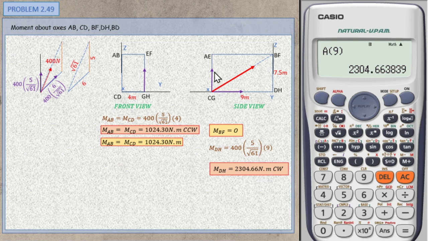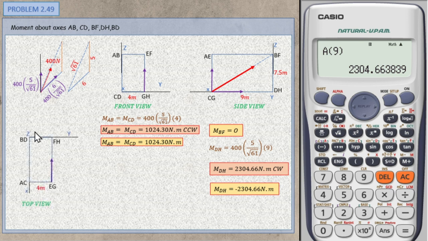Since this is rotating in clockwise direction, and I assume here clockwise positive, it gives me a positive answer. Therefore, it is in clockwise, and based on the right-hand rule, clockwise is negative. So our moment about DH is in negative direction, negative 2304.66 newton meter.